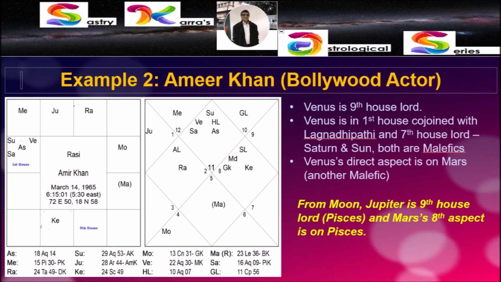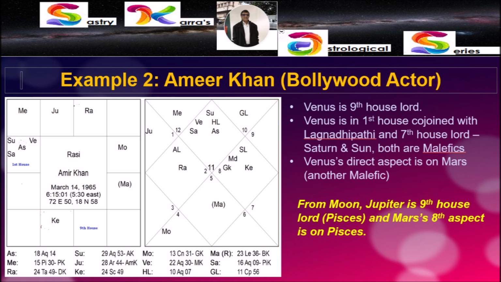Let me take the second example. This is also the birth chart of the famous Bollywood actor Aamir Khan. If you take the birth chart, let's start with the Lagna. The Lagna is Aquarius. The Lagnadipati is Saturn. So the Lagnadipati itself is a malefic planet, and the malefic planet Saturn is residing in the 1st house, in its own house. That tells you that Saturn is having a direct aspect on the 7th house.